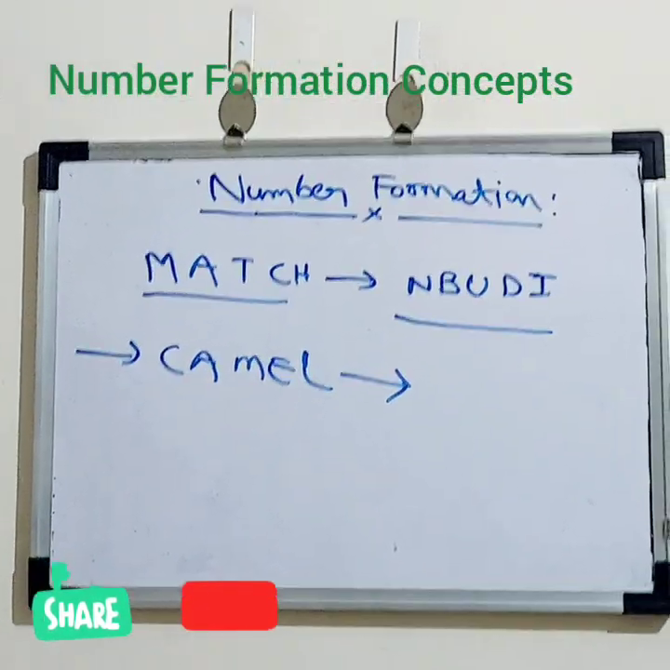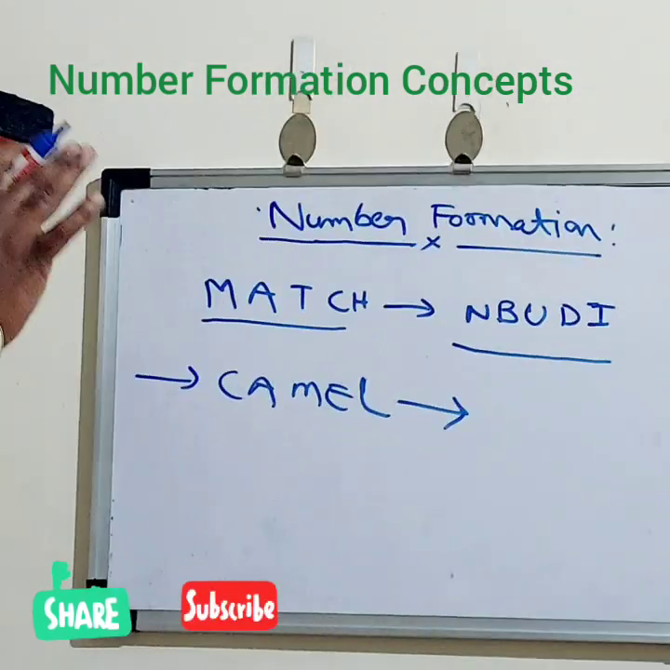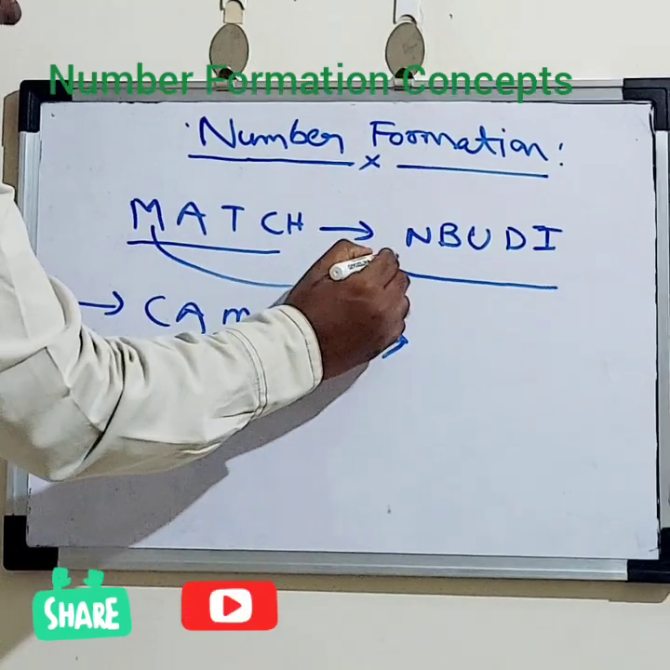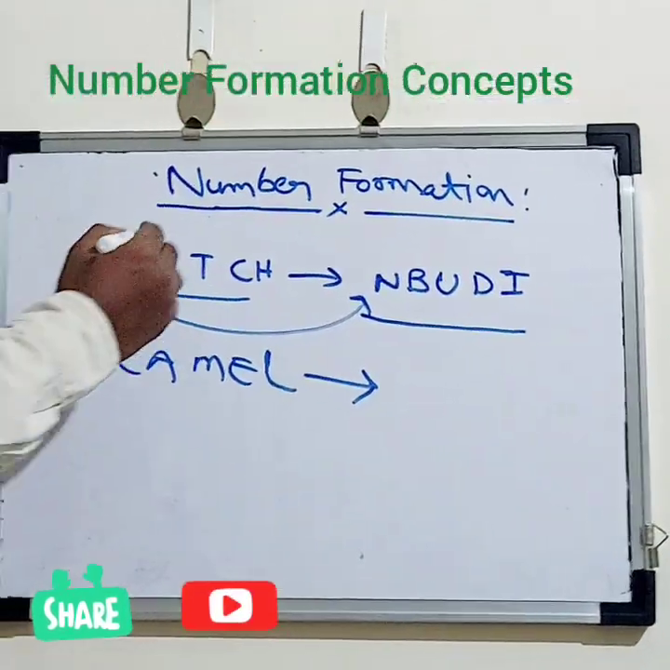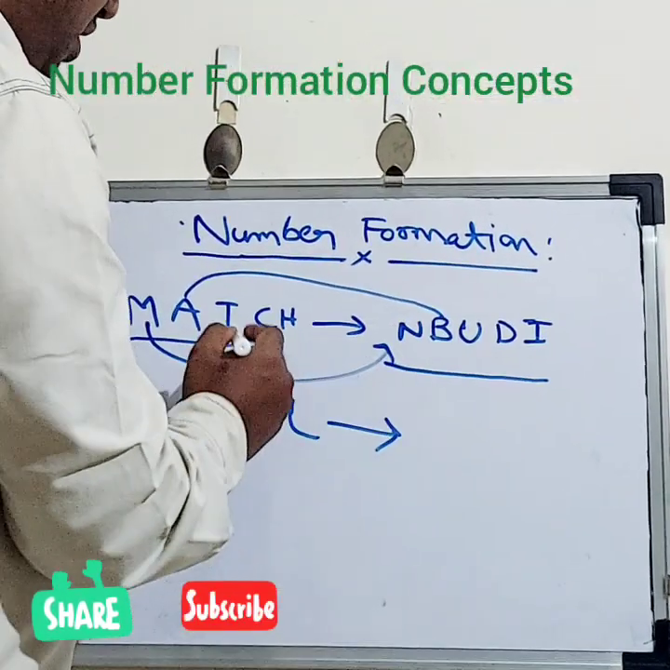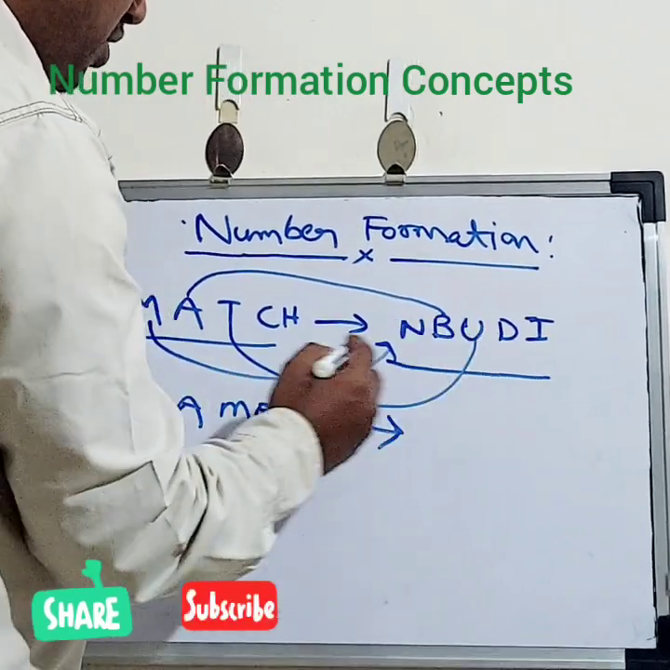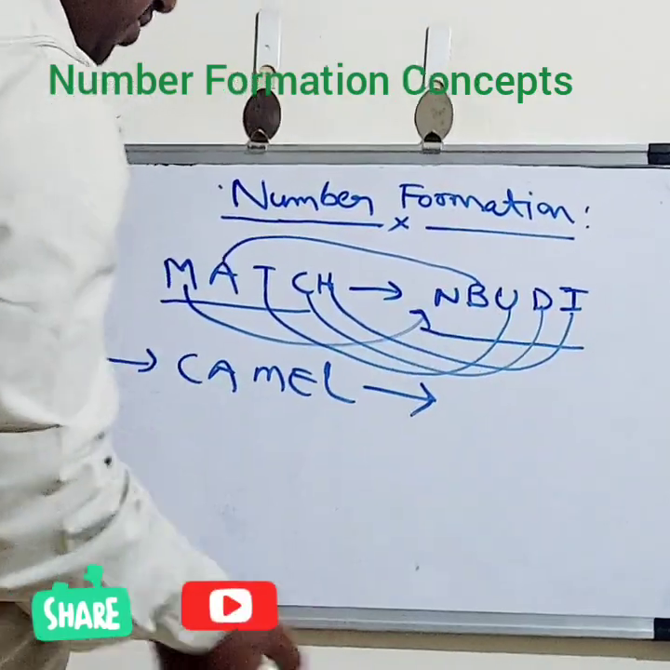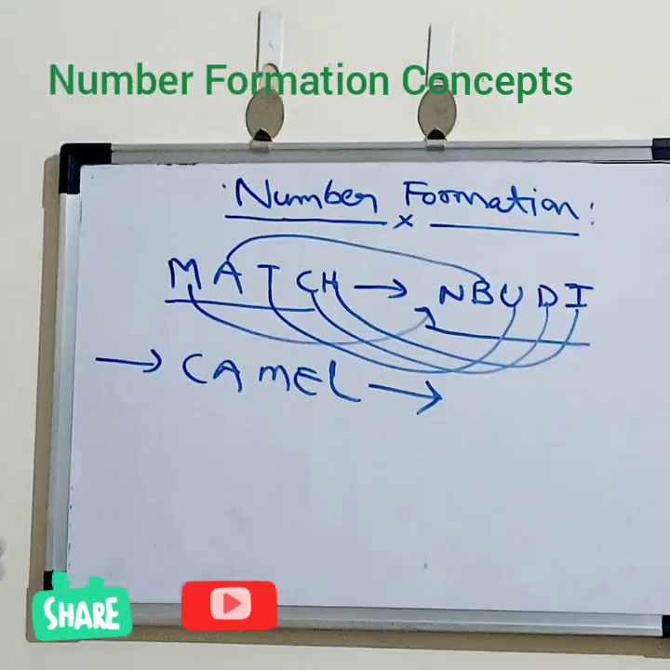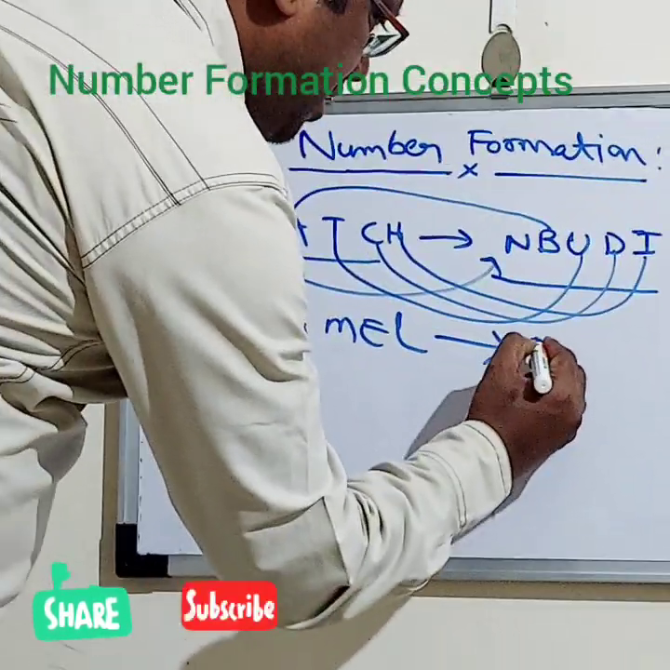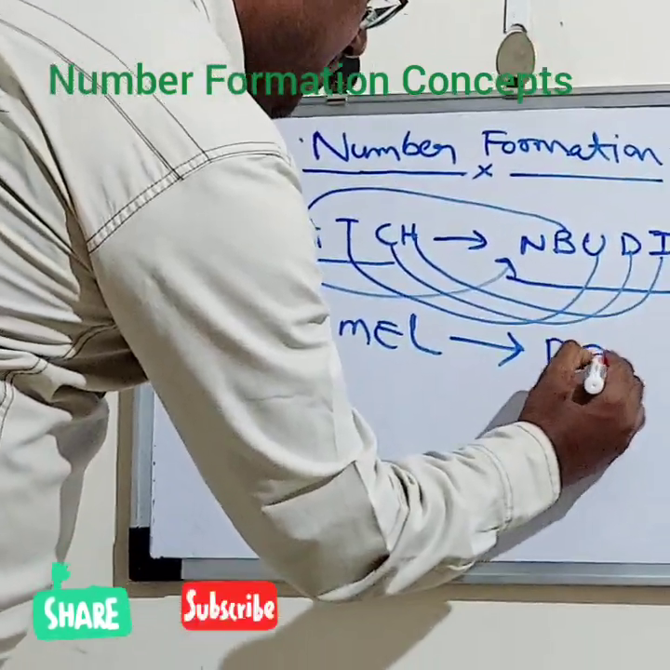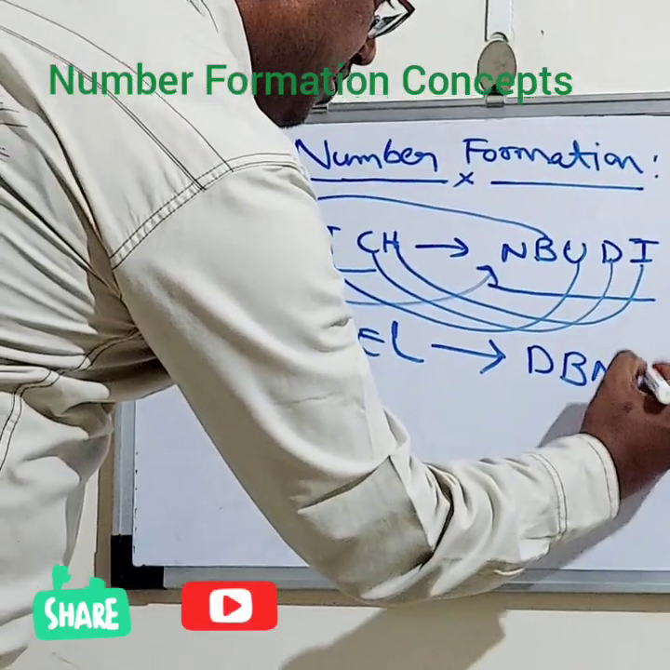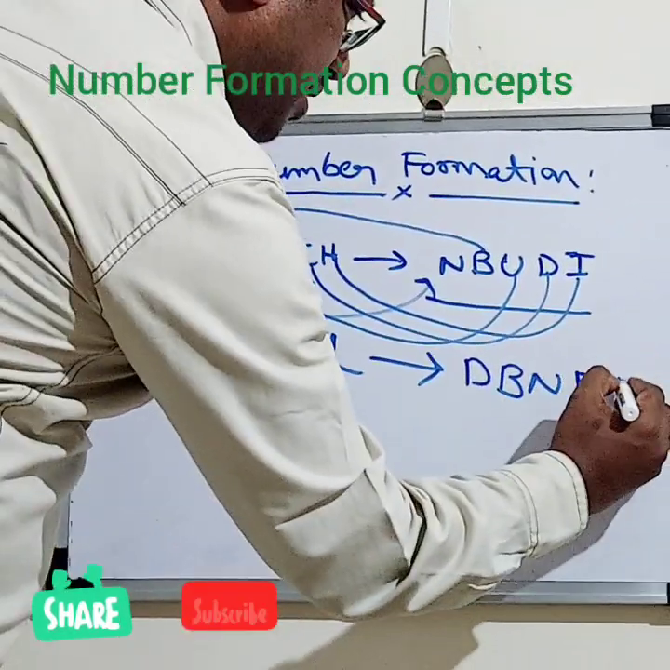First, simply look at the given words and apply the logic. After M, what letter will come? That is N. After A, B. After T, the letter U will come. After C, the letter D. After H, the letter I. So simply apply the same logic here. After C, what letter will come? D. After A, B. After M, N. After E, F. After L, M.